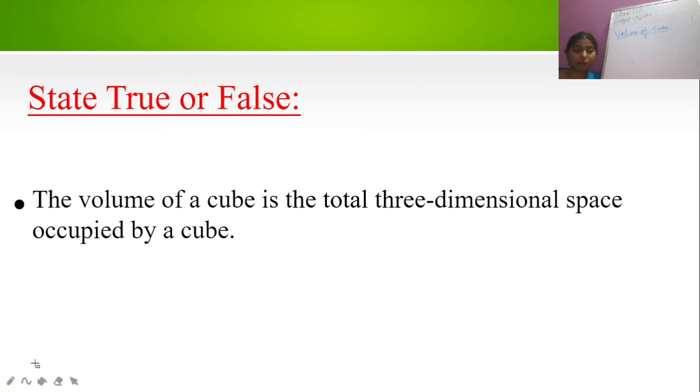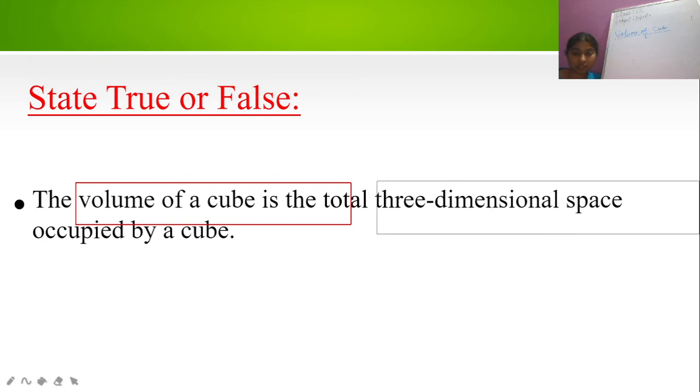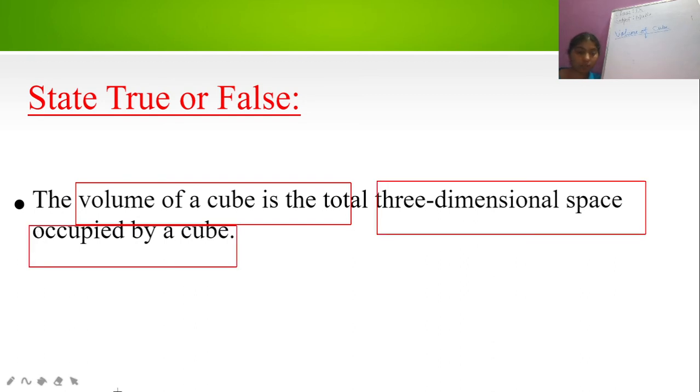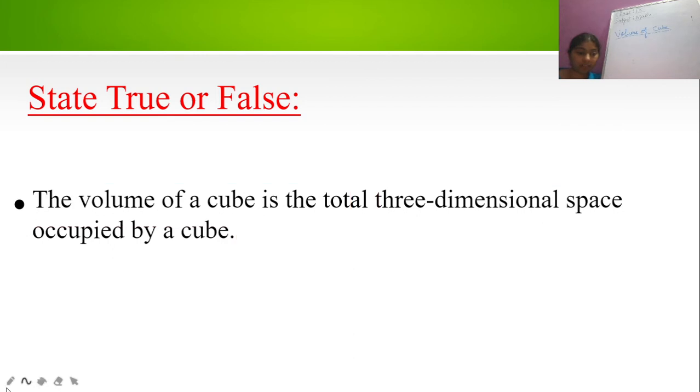So very good students. So that means the volume of a cube is, we know, the total three-dimensional space occupied by a cube only, right? So therefore we can say that it is true. So it is a true statement.